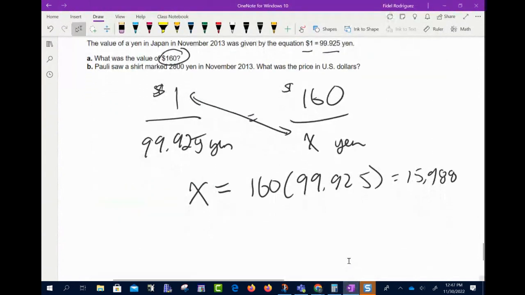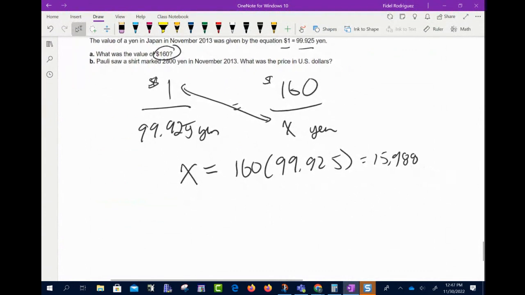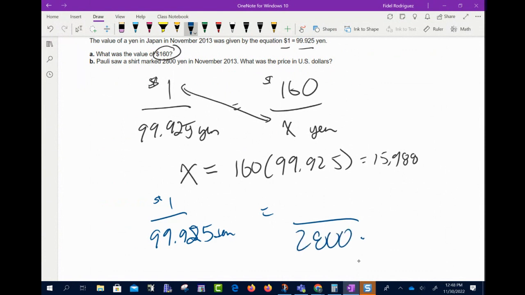So let's take a look. Paulie saw a shirt marked for 2,800 yen. What was the price in US dollars? Okay, I'm going to set it up the same way, y'all. Okay, $1 is the same thing as 99.925 yen. This shirt is 2,800 yen. We want to know how many dollars it was.